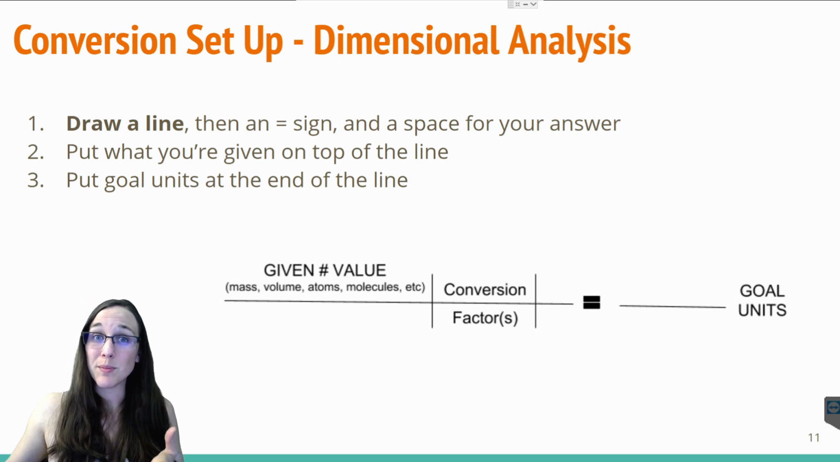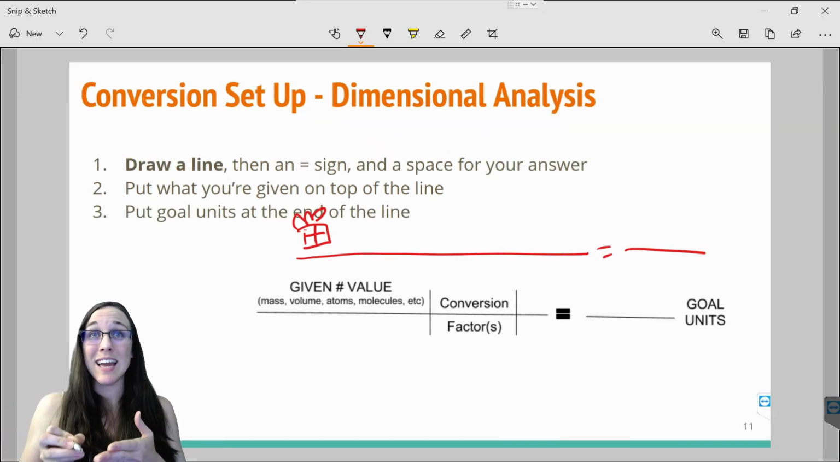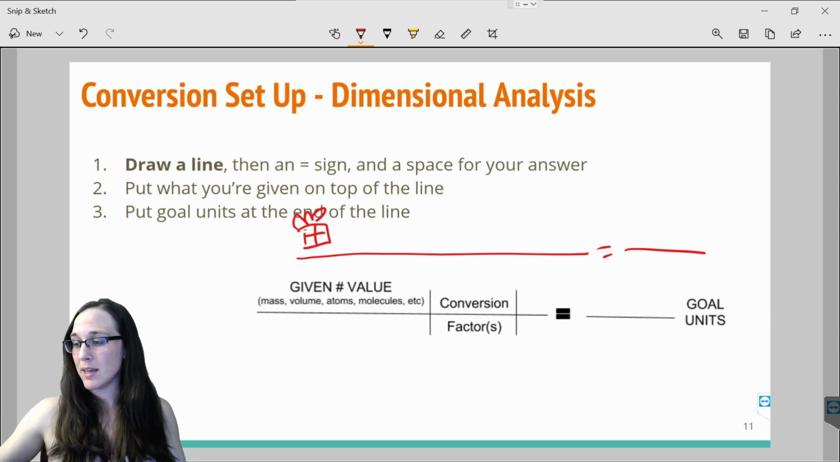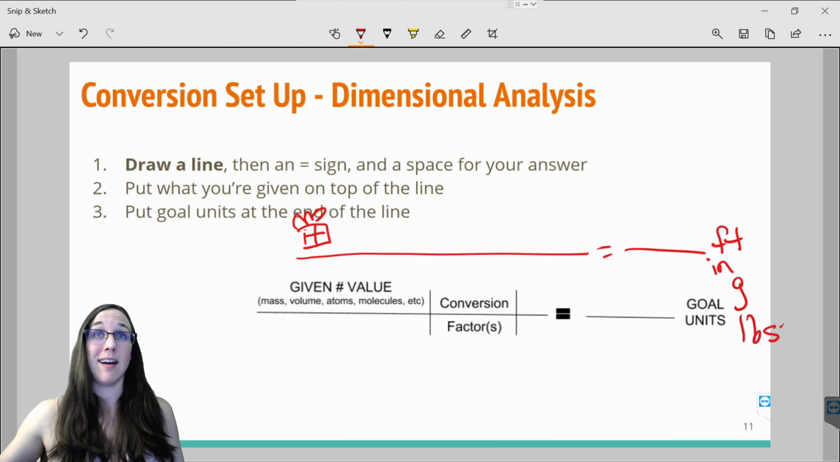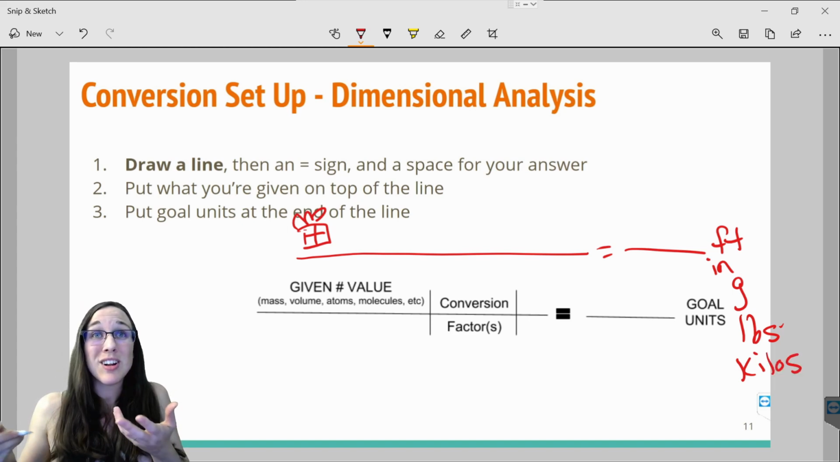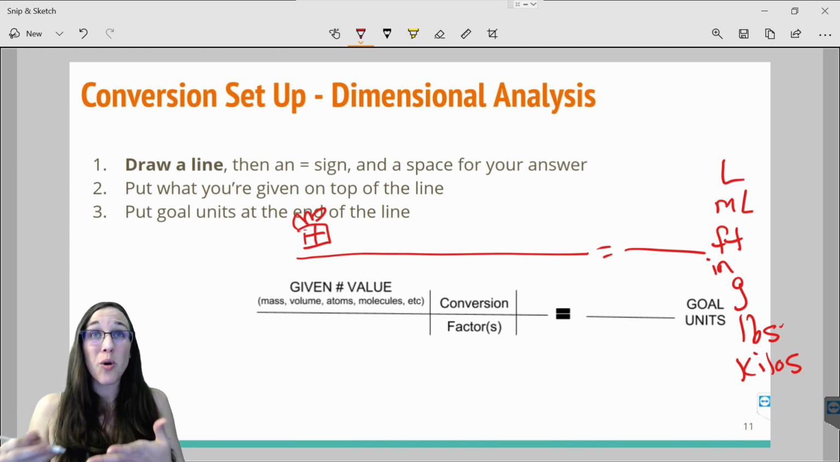So that's what we're going to put at the very, very end of our line after the equal sign and the space for our numerical answer. In other words, you've got your line, equal sign, line. Now you're going to put your goal units. So that's going to be like feet, inches, grams, pounds, kilos, whatever it is they want from you, milliliters, liters, that's your goal, where you're going.